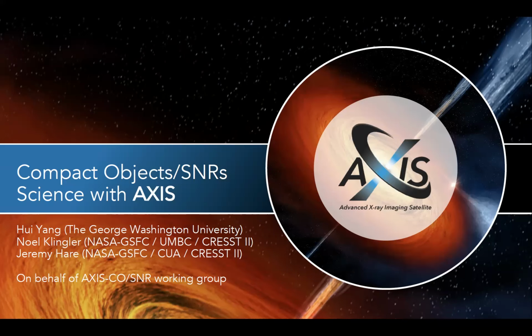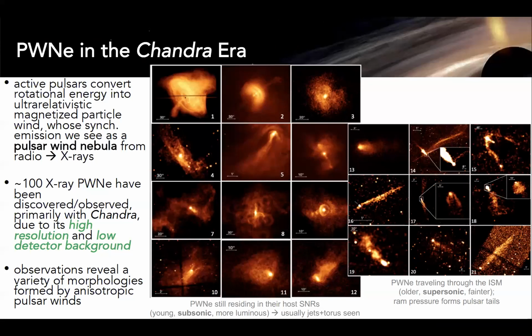And so in the first part, I will be talking about the supernova remnant and pulsar wind nebula science prepared by Noel. Since the launch of Chandra, about 100 X-ray pulsar wind nebulae have been discovered due to Chandra's high resolution and excellent collective sensitivity.